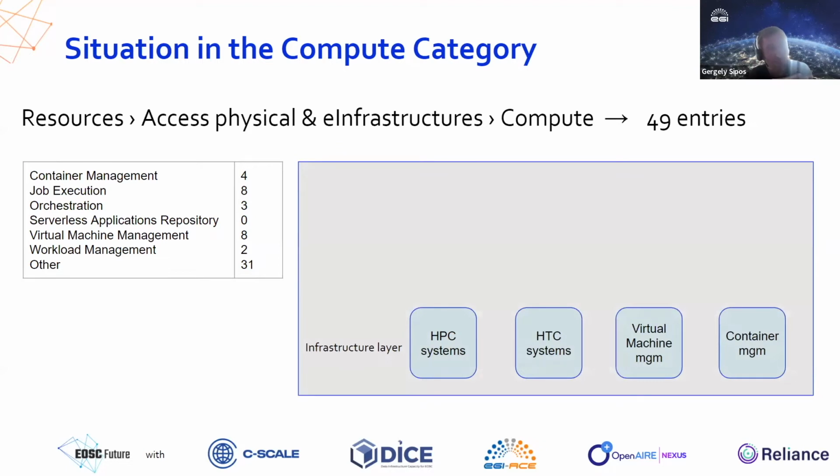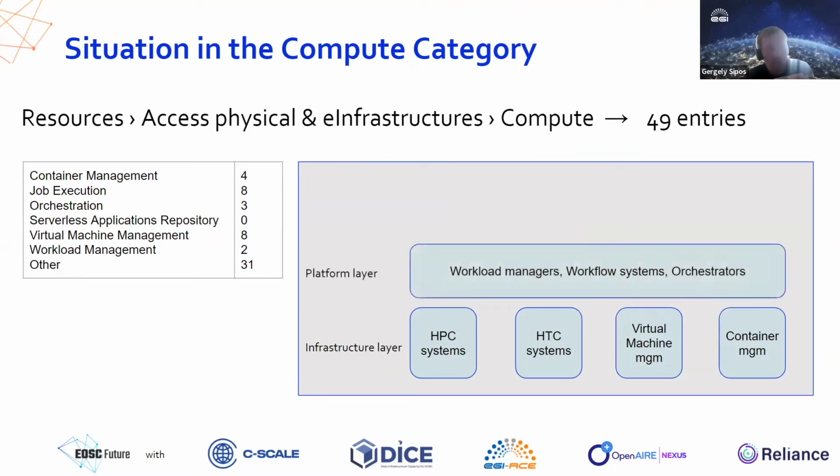So there are fundamentally two types of services inside the compute category. There are what I would call infrastructure services inside the infrastructure layer. And in this one, there are four types of entries: high performance computing systems, or often called supercomputers; high throughput computing systems, also very often called or referred to as clusters; virtual machine management, which in the traditional naming is often called cloud services or public clouds or academic clouds; and container management systems.